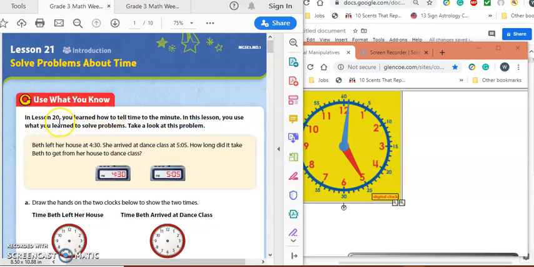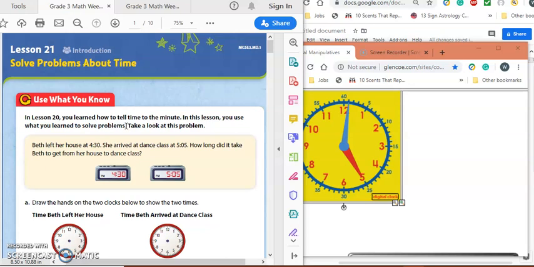In Lesson 20, you learned how to tell time to the minute. In this lesson, you use what you learned to solve problems. Before we look at this problem, I want to let you know that we have some new vocabulary for today. The vocabulary for this lesson is elapsed time. Elapsed time is the time that has passed between a start time and an end time.